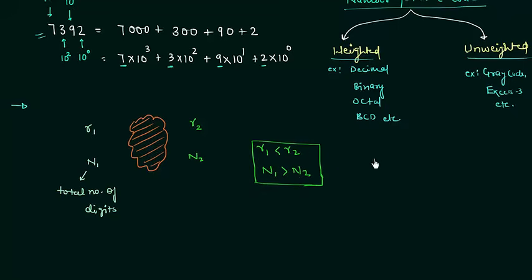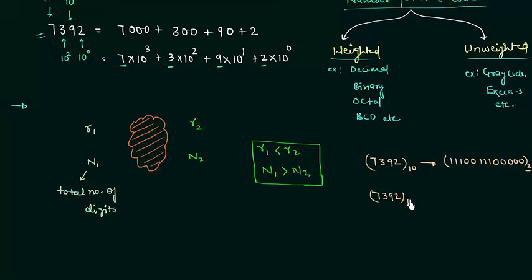For example, 7392 is the decimal number which is used to represent the quantity. Then in binary the quantity is represented by 1110011100000 in binary. So you can clearly see the number of bits are way more as compared to the number of digits in decimal, because base of binary number system is 2 and 2 is smaller than the base of decimal number system.